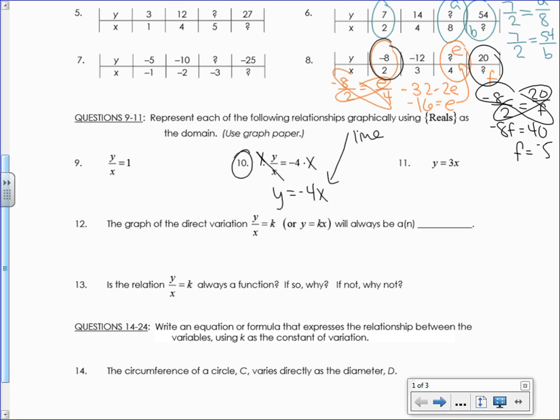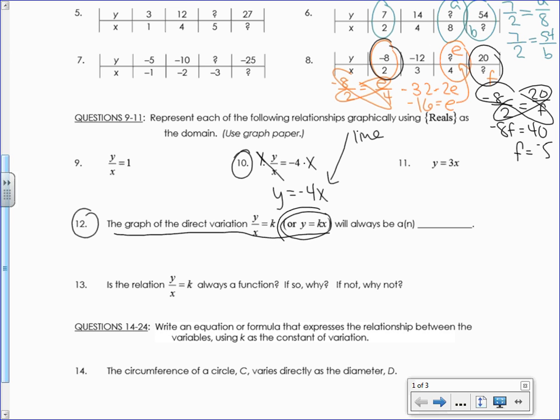And specifically, we know that it's a line with an intercept of 0 because there's no plus b on it, and it has a slope of negative 4. Okay? And question 10 is going to help us answer question 12. Because question 12 is asking about the graph of this direct variation, which is really any direct variation, where it's y divided by x, okay? So they did exactly what we did in 10. They multiplied by x to get y by itself.